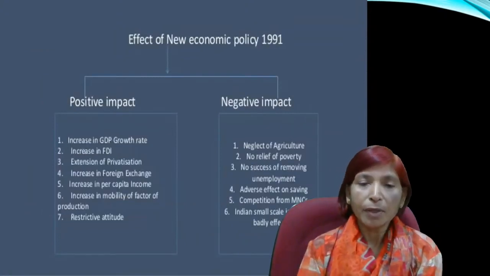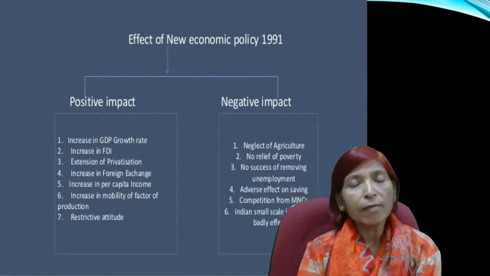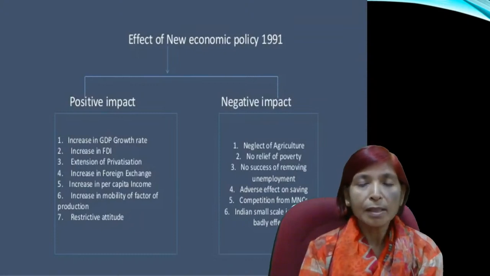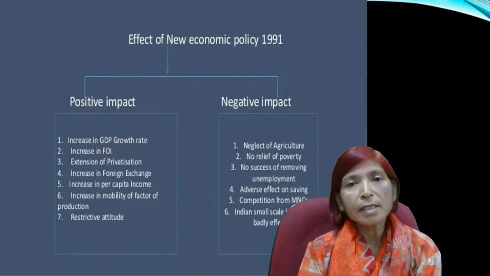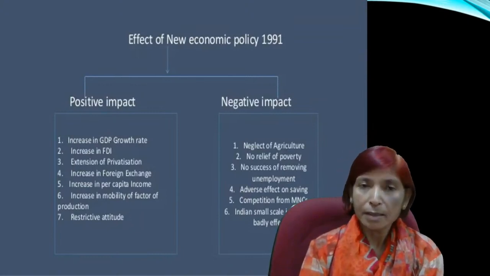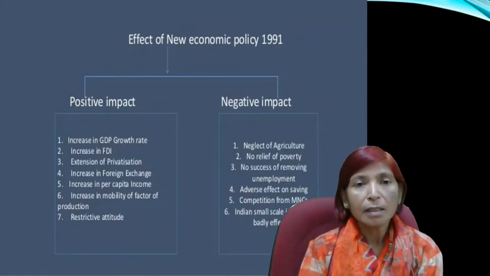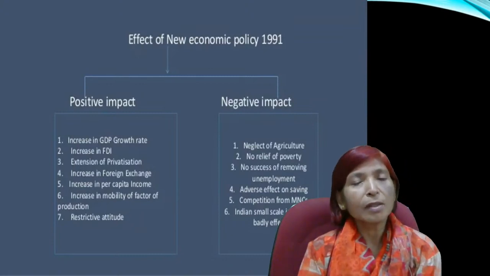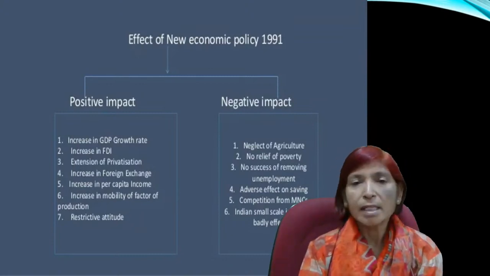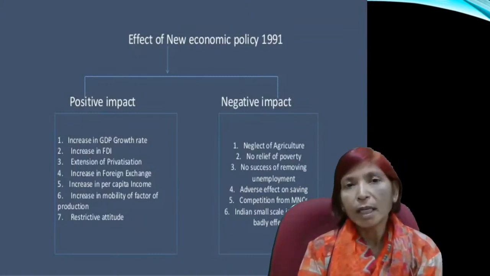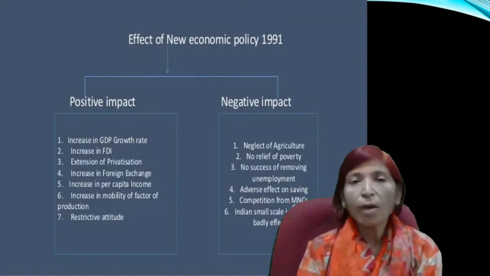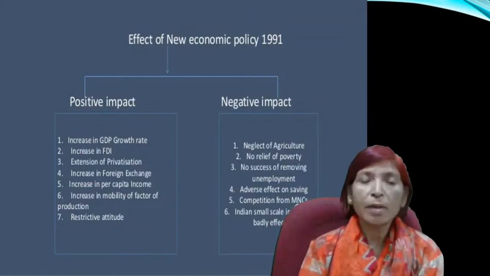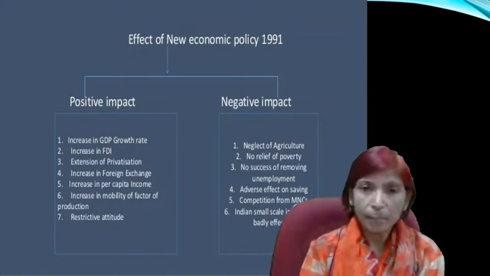Effects of new economic policy. You know that each and everything has some pros and cons, same as economic policy also has some positive impact and negative impact. If we evaluate the performance of this new economic policy, then we can explain it with the help of its positive and negative impacts.